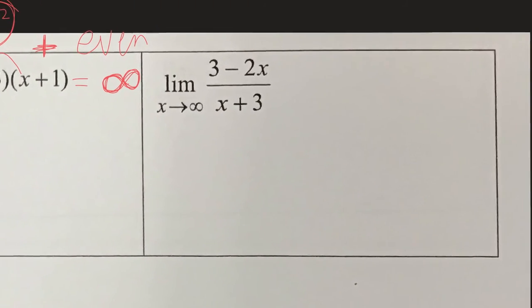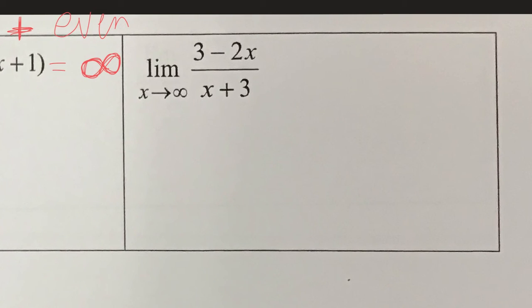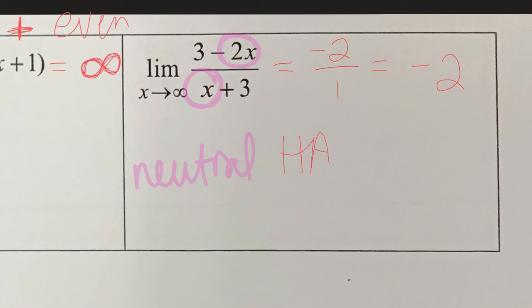So how about our last one? If we look at just using the pre-calc, we'll notice that this is a neutrally heavy function, right? We have an x in the top and an x in the bottom, so this is neutral. And whenever we have a neutrally heavy function, we look at the coefficients. So negative 2 over 1 means we have a limit of negative 2. So there is a horizontal asymptote at y equals negative 2 because this is a neutrally heavy rational function.